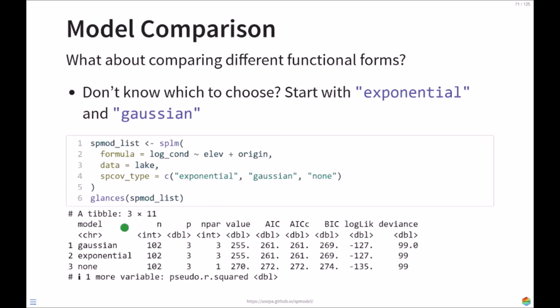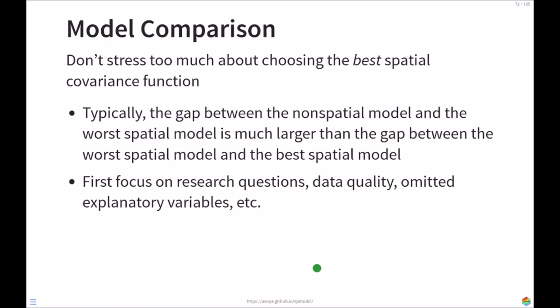I can fit that and quickly glance at all of the models by running the glances function, and that will return in order of AICC, by default at least, the model having the lowest value. So here we see the Gaussian has the lowest AICC. It has a very similar value to exponential up to like the third decimal point, I think. But there is a big difference between the non-spatial model. So don't stress too much about choosing the best spatial covariance function, because typically the gap between the non-spatial model and the worst spatial model is much larger than the gap between the worst spatial model and the best spatial model.